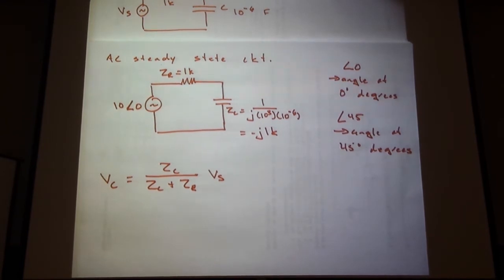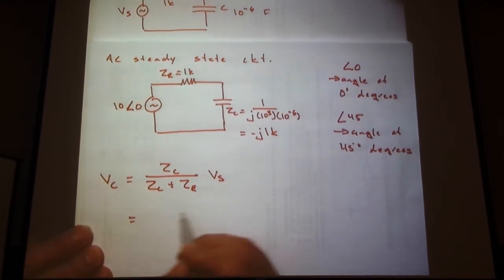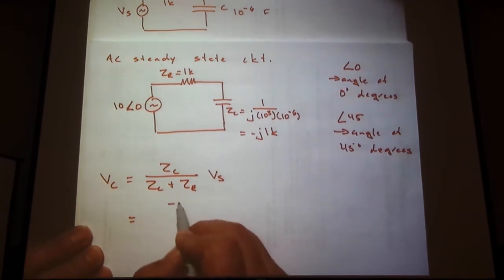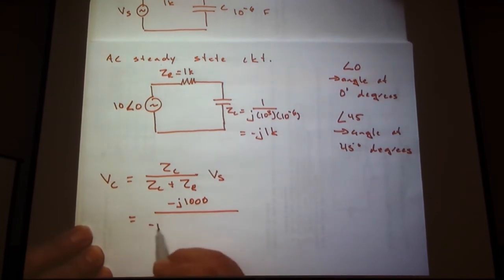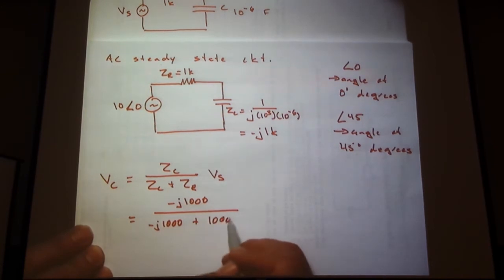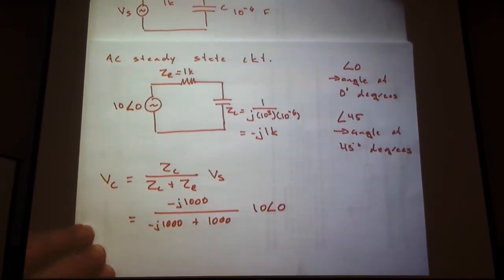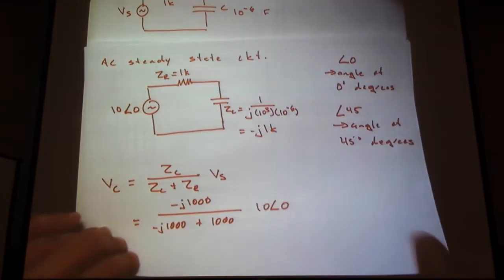So what are we looking at there? Well, there's our voltage divider expression that we've seen so many times before. And so we can write this out now. Well, ZC, that's minus J 1000 over minus J 1000 plus 1000. And I wrote this in this unusual form, 10 angle 0. And so before we journey onward and solve what our voltage across our capacitance is in this particular case, let's talk about this guy.